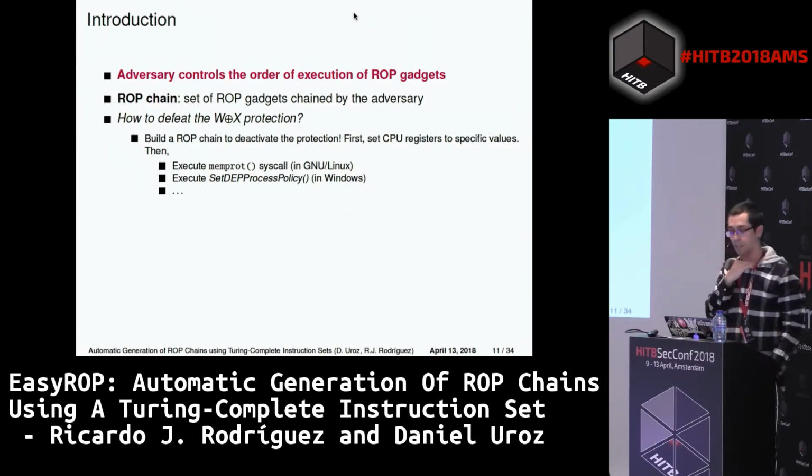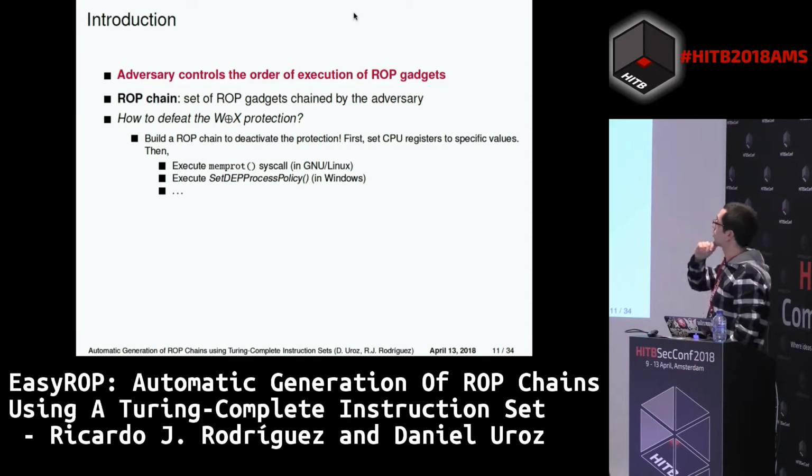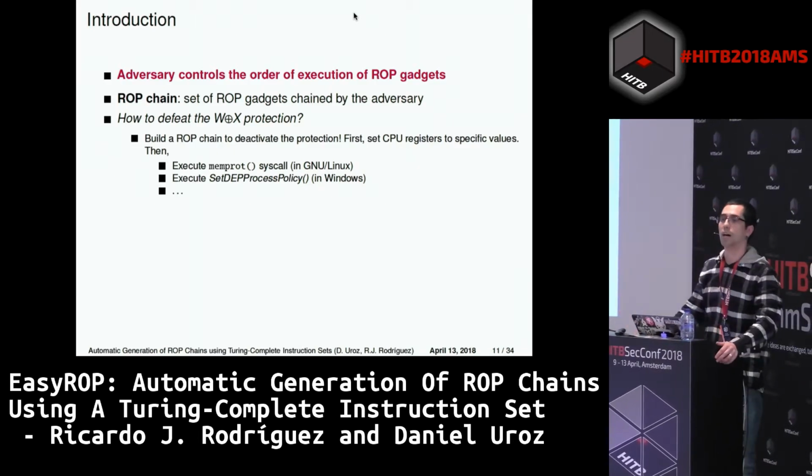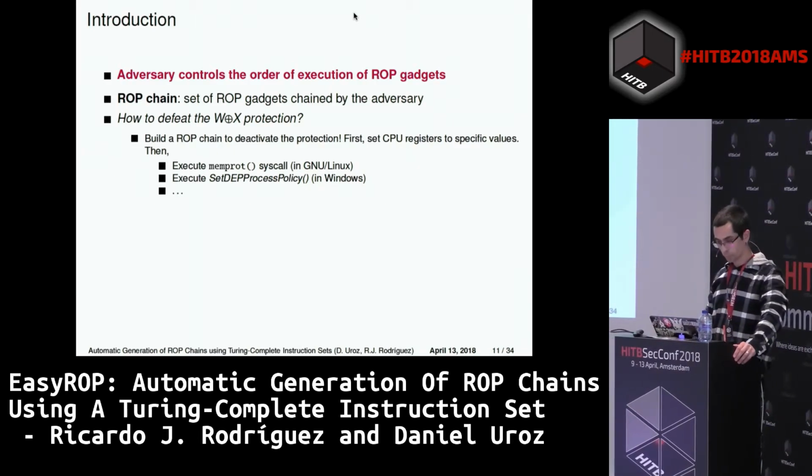As an attacker, we will first need to set the CPU registers to specific values, and once we have this, we need to call some system call in order to disable the protection. Okay? For instance, in Linux, we can do it by executing the mprotect syscall, or in Windows, since they are very nice, they provide us this API, SetProcessPolicy, which just receives a boolean in order to deactivate or activate the protection. Okay, and so on and so forth.